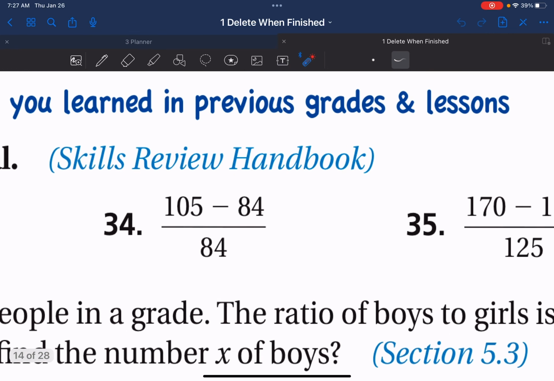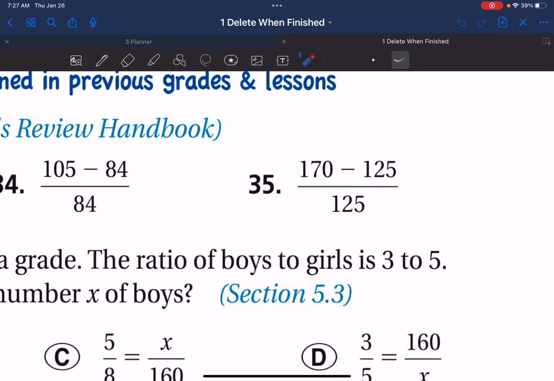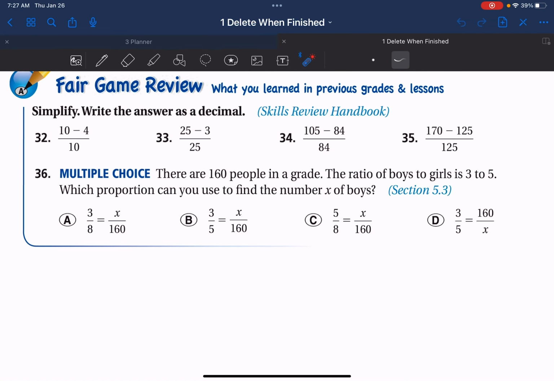This one might not be so easy to turn into 100, obviously. So what you could do is just do the math right there and then divide by 84. Same thing over there. Now, 36 says, there are 160 people in a grade. The ratio of boys to girls is 3 to 5. Which proportion could you use to find the number of boys?